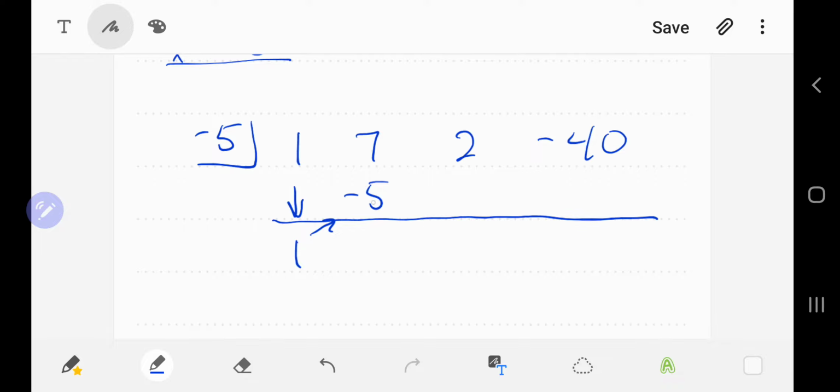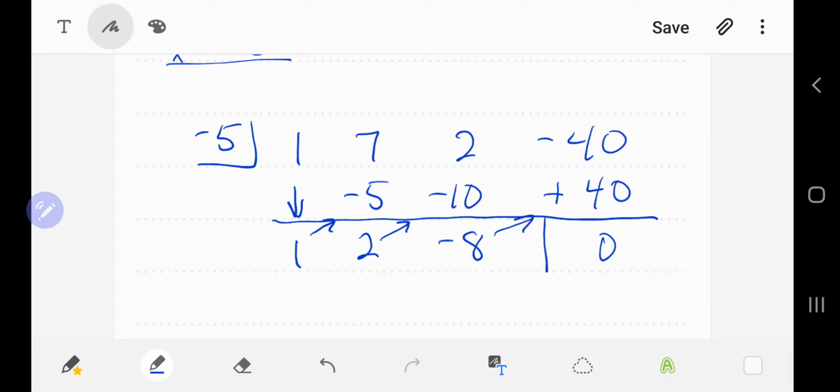Numbers that are above the line get added. So 7 plus negative 5, that's 2. Remember, numbers below the line get multiplied. So negative 5 times 2 is negative 10. Numbers above the line get added. 2 plus a negative 10, that's negative 8. And then the negative 8 multiplies by the negative 5. Negative times the negative makes a positive 40. And then these get added.